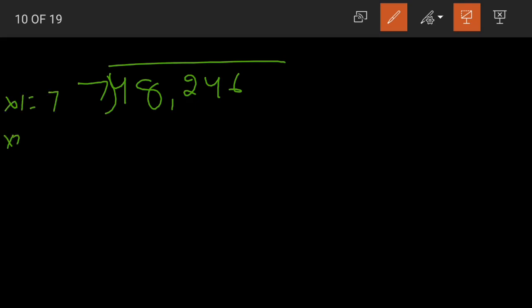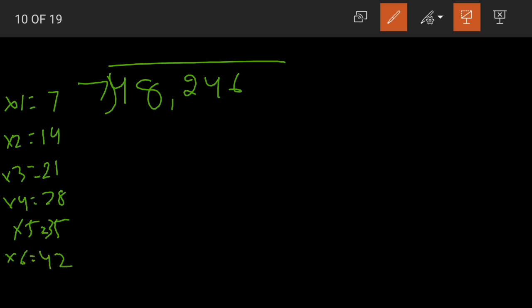Let us write the table first. 7 ones are 7, 7 twos are 14, 7 threes are 21, 7 fours are 28, 7 fives are 35, 7 sixes are 42, 7 sevens are 49. Okay children. Now let us write it first. 7 eights are 56. Now let us start dividing. 4 is less than 7, so it's not possible. We'll go for 48. Now 48 comes between 42 and 49, going with the smaller number.